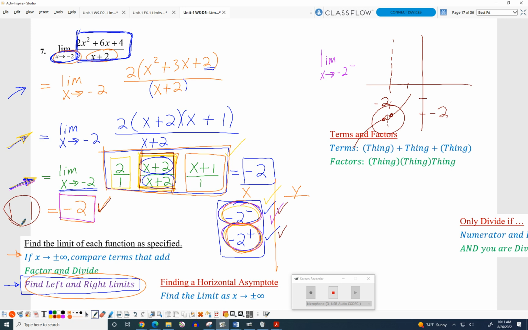Awesome. We've got to do the second part. The second part says you've got to find if there's a horizontal asymptote or not. Okay? So make this into a... can I erase this part? Yes. Please, Ryan, get rid of it.